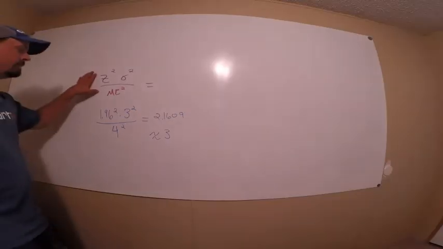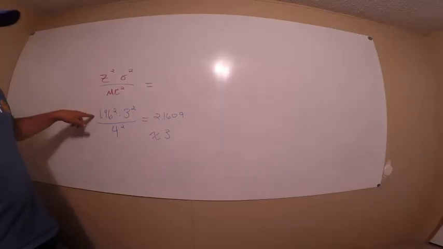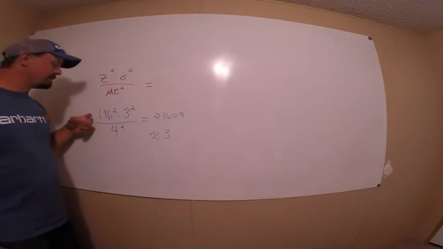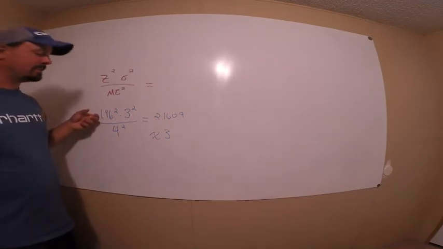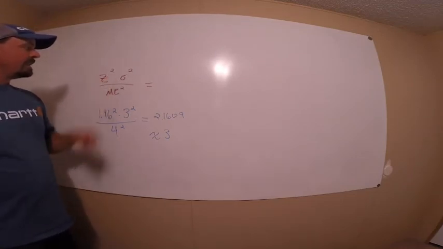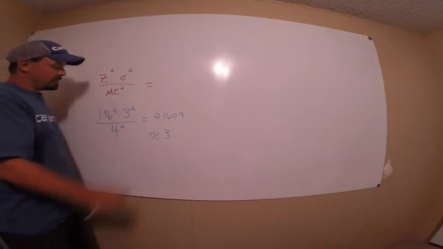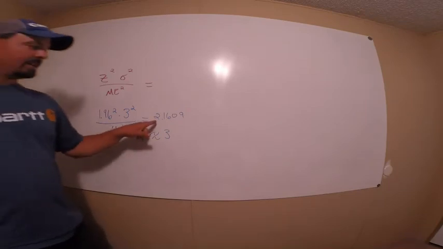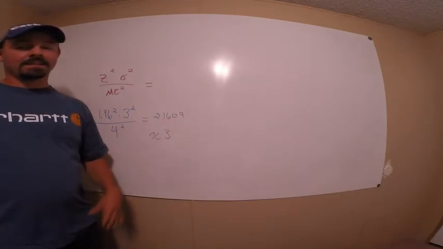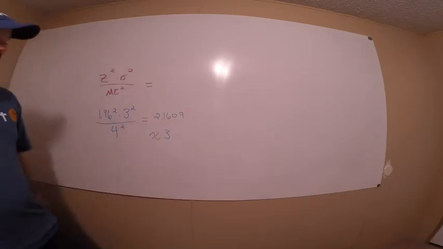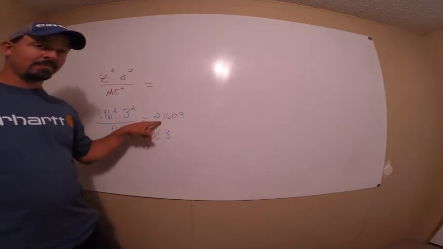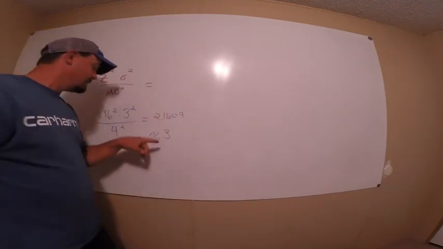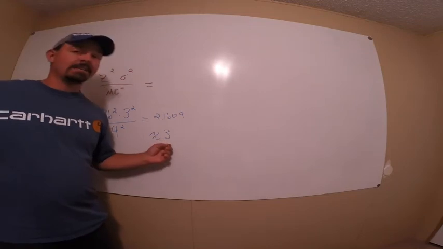Same formula. The Z star, or the Z that corresponds to 95% confidence, is 1.96. I'll square that. My standard deviation here was 3. I'll square that. My margin of error is 4. I'll square that. I'll type that in the calculator. I get 2.1609. Now the key here for this one is it says round up to the nearest whole number. So it says specifically round up. So I round up to 3, and that's the answer that I get there.